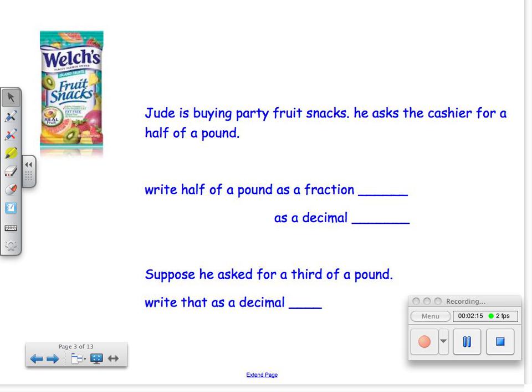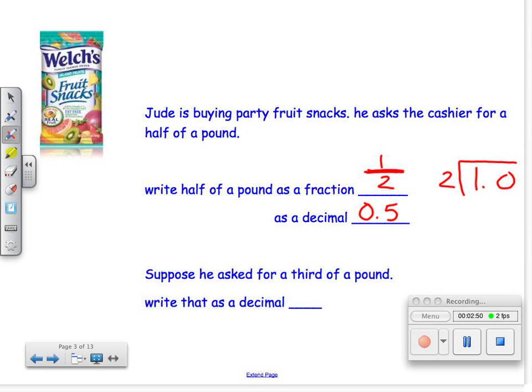So let's think about this. Jude is buying party fruit snacks. He asks the cashier for a ½ pound. So if we write a ½ pound as a fraction, that would be 1/2. As a decimal, what is half written as a decimal? 0.5. And in fact, how you find this out is you take the 1, and remember this line right here means divided by. 1 divided by the denominator 2.